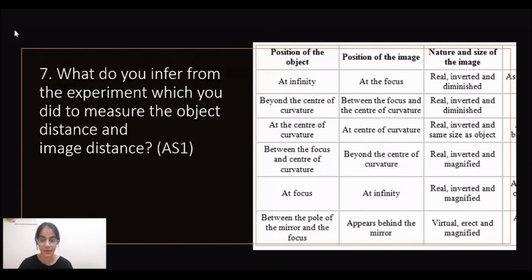Real, inverted, magnified. For the point where you place your candle between pole and focus, the image, as said, appears behind the mirror. It will not appear on the paper screen that you have taken for your experiment, so you will not be able to infer this. But we know that if the object is between the pole and focus of the mirror, the image appears behind the mirror, virtual, erect, and magnified.